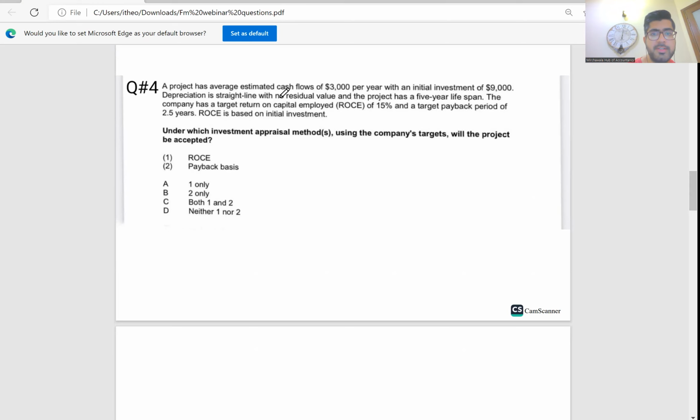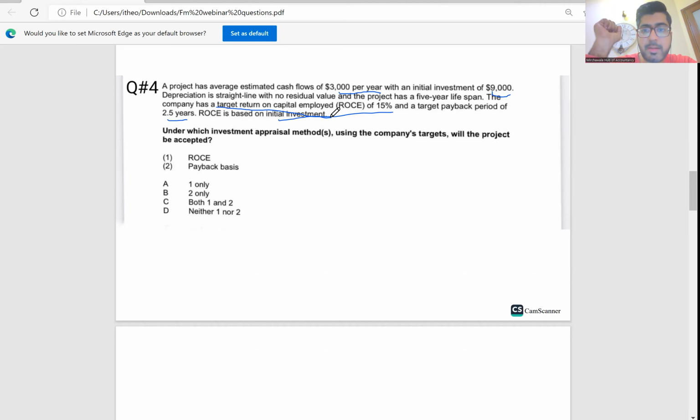A project has average estimated cash flows of 3,000 per year with an initial investment of 9,000. Depreciation is straight line with no residual value, and the project has a 5-year lifespan. The company has a target ROCE of 15% and a target payback of 2.5 years. ROCE is based on initial investment, not average investment. It's clearly mentioned.